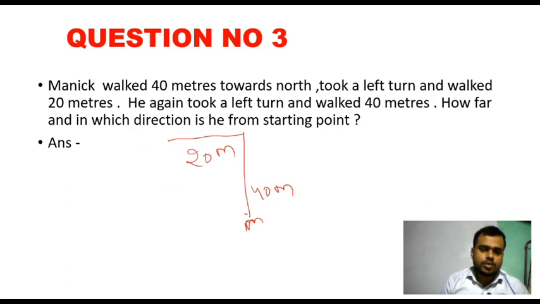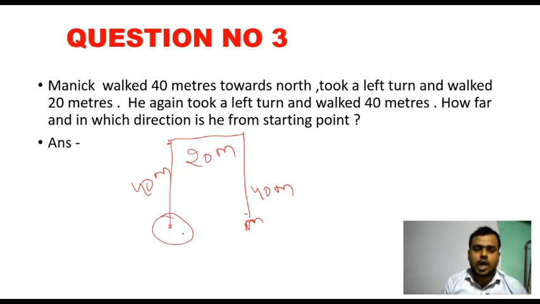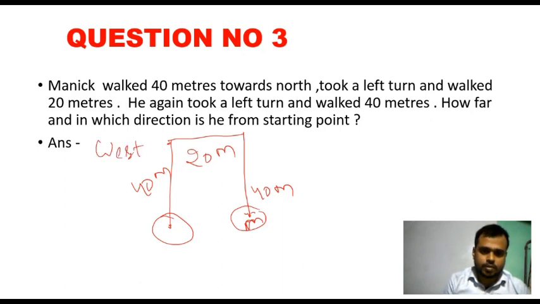He again took a left turn. Now after reaching this point, the upper part is right and the lower part is left. He again moves in the downward direction, and this is 40 meters, and moves to this point. Now the question is how far and in which direction he is from the starting point. With respect to the starting point, the person is in the west direction. So the first answer is west.